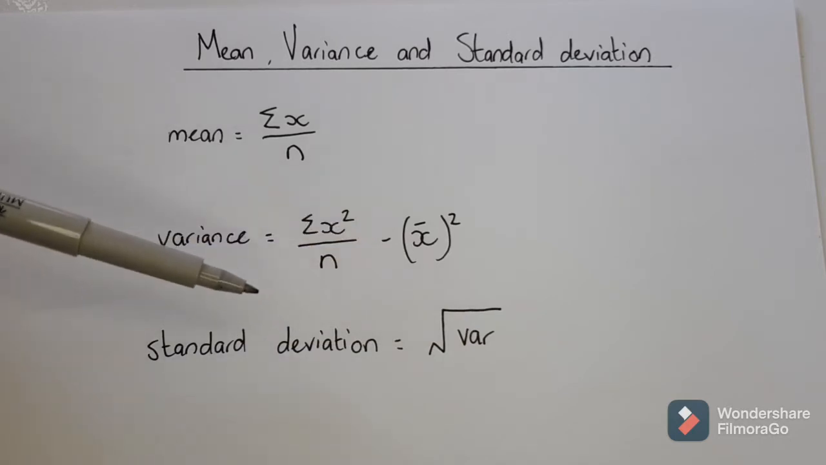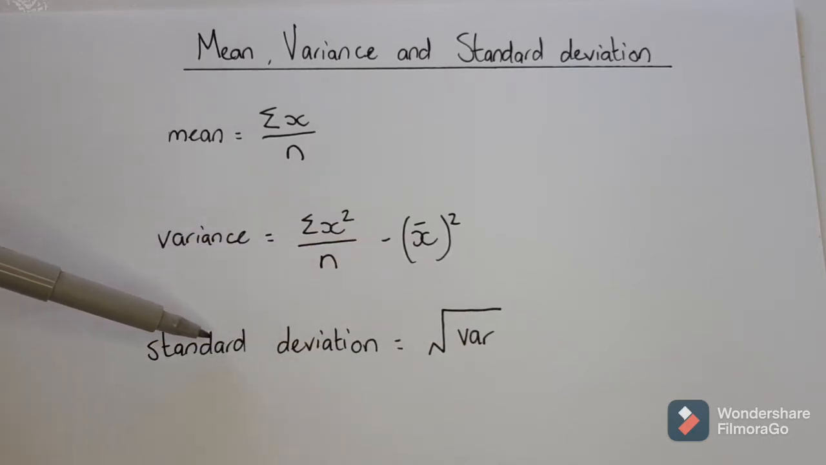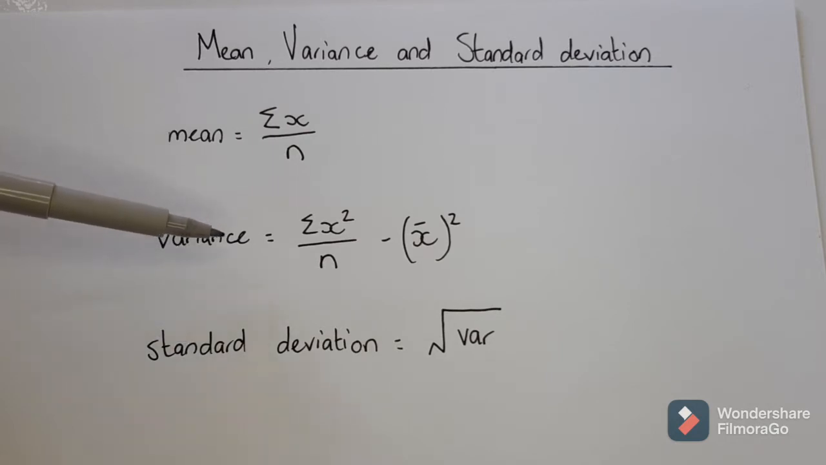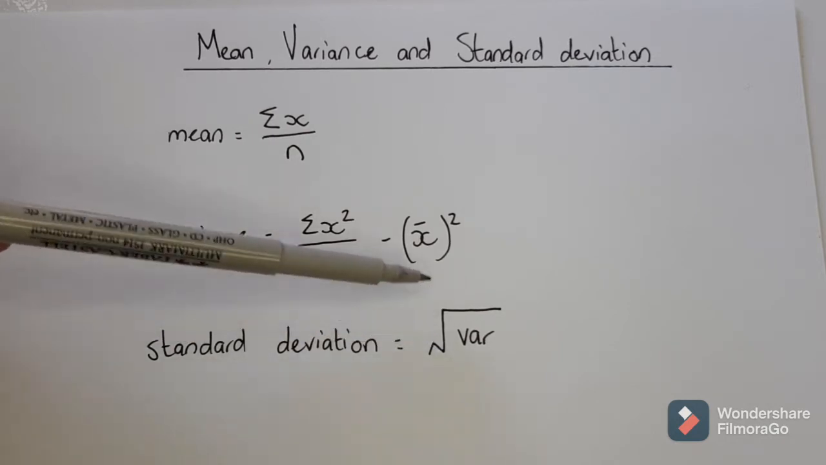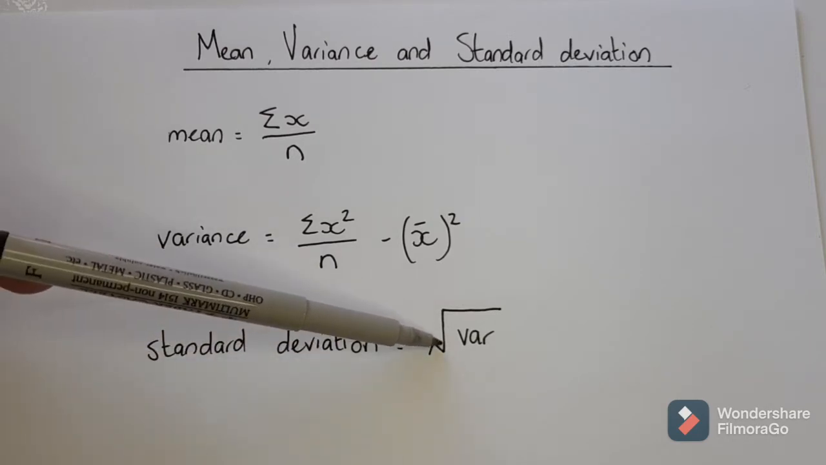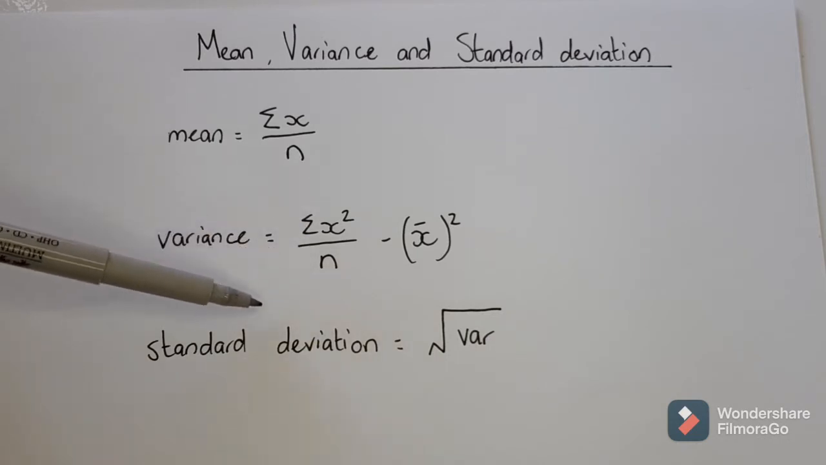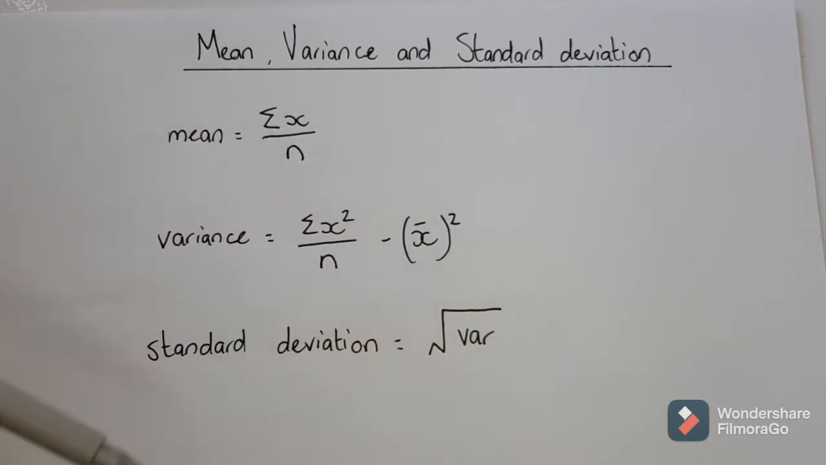So sometimes what you can do is, if you're asked to calculate standard deviation and not variance, you can combine those two formulas by saying the standard deviation is the square root of your variance formula. So just by adding that square root in there, you will then get the standard deviation.